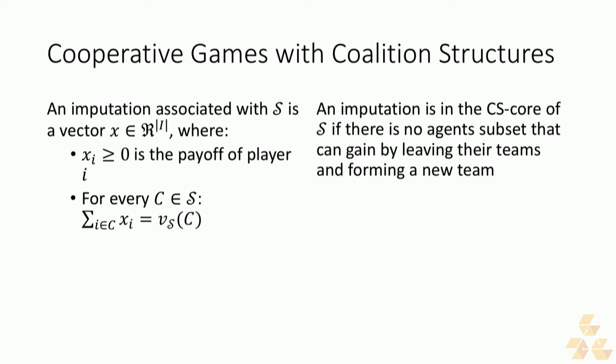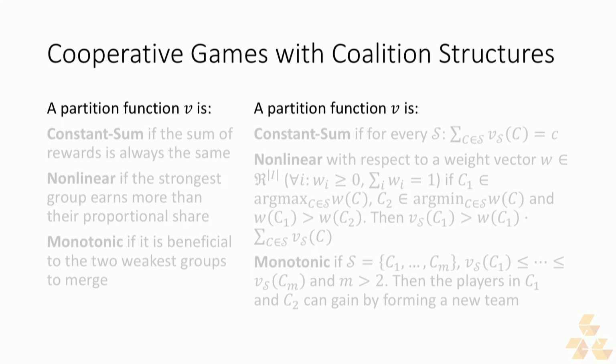So we say that the CS core of a game, given a specific coalition structure S, is all the ways to divide the reward such that we don't have any subset of players that says we are not happy with the rewards we get according to this payoff vector, and we want to leave our team for a new team, and we believe that we'll receive a higher payoff. So at this point, we defined three properties for a cooperative game with coalition structure.